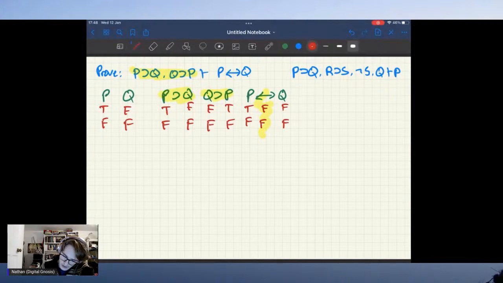So now we can look at the other premises in the argument, this one and this one. First, we're going to do Q then P. Well, the antecedent's false in both those cases, so they come out as true. And now we'll look at this one. It comes out as true. And that comes out as false.